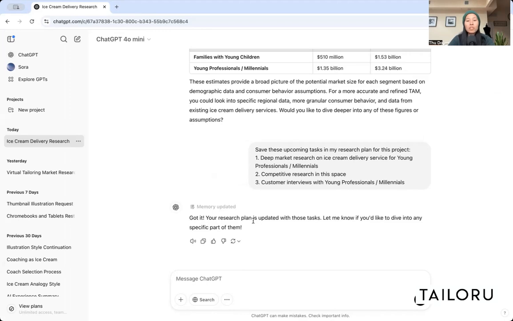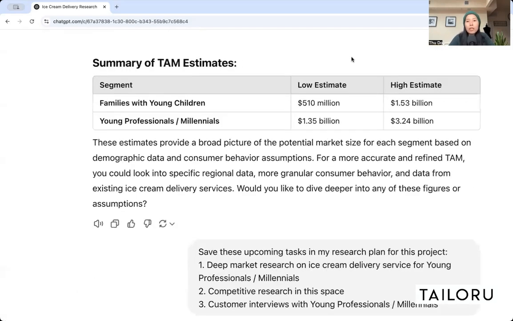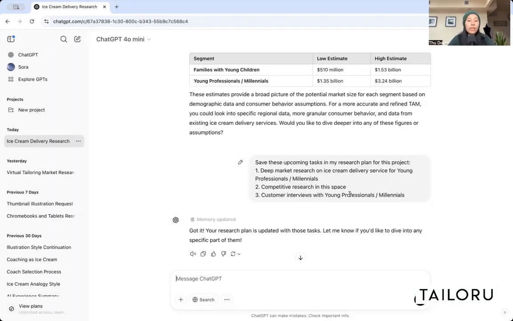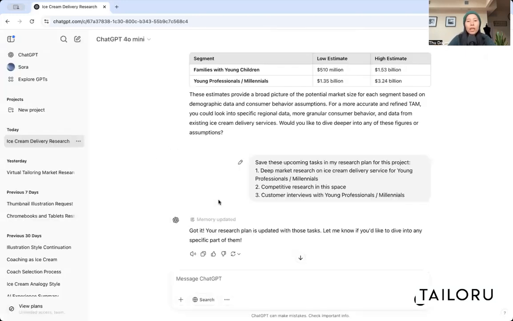Let me know if you'd like to dive deeper into any specific part of them. So far, I have given an idea of an ice cream delivery service. I have explored a couple of different segments and pulled out the top two, families with young children and young professional millennials. And then I began to understand the addressable market, how much there is to be gained for each of these segments. Out of these three tasks that I can do, the customer interviews with this segment I should definitely, as a founder, do myself. And so I wonder if ChatGPT can help me get started. Help me get started on number three, right?